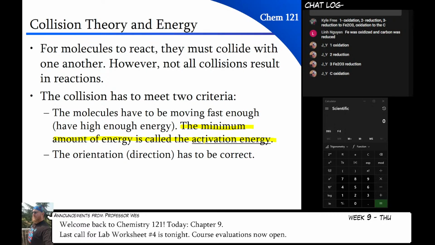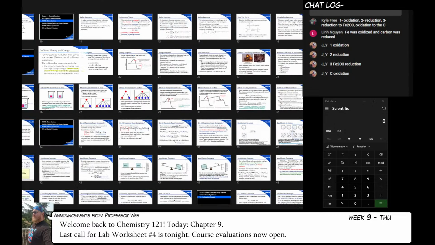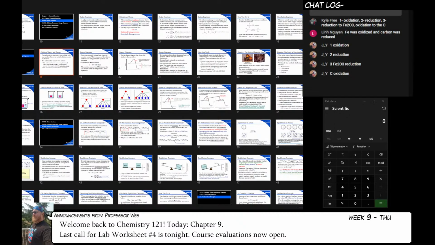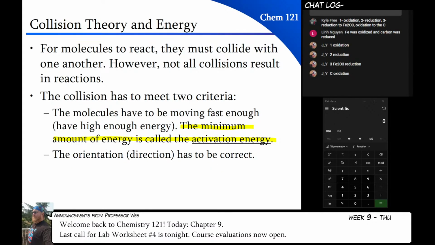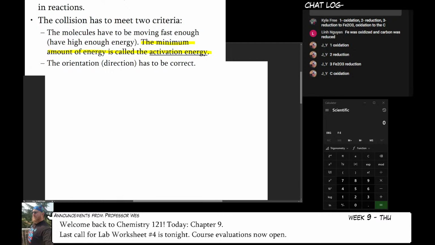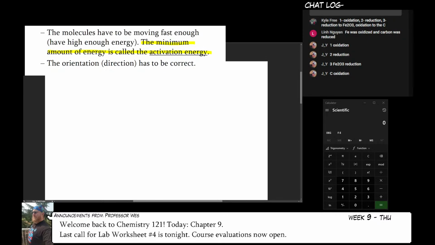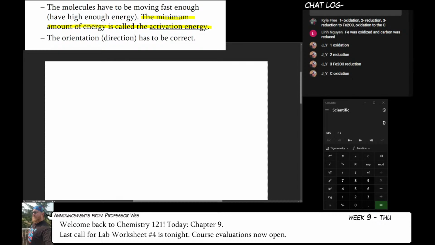The other issue that we have to consider is that the orientation of the molecules has to be correct. And I forget if I have a slide for orientation here. I don't, but what we'll do is we'll draw a picture. So we're not going to talk about orientation much, but we're going to do a very simple diagram here. So if I do NO plus Cl2, oh, I have this backwards, actually. Hold on.